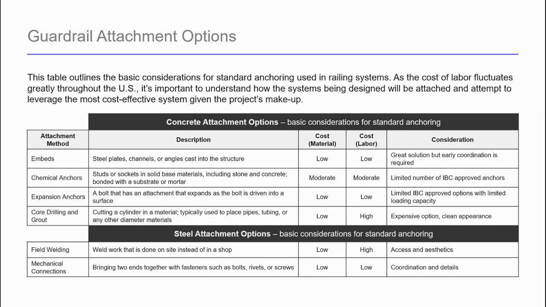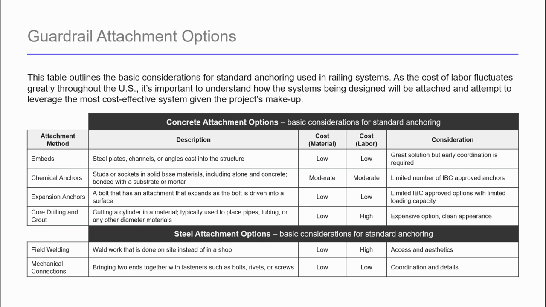Let's talk about guardrail attachment options. The transition from the railing scope to the building. This table summarizes various methods of attachment, the applicability of which depends largely on the base or the building structure. For example, embeds may be the only option for very high loads or for locations where tension slabs are located, whereas core drilling may be possible on thicker slabs or curbs. Both the cost of material and labor and the aesthetic should be considered when choosing attachment methods.